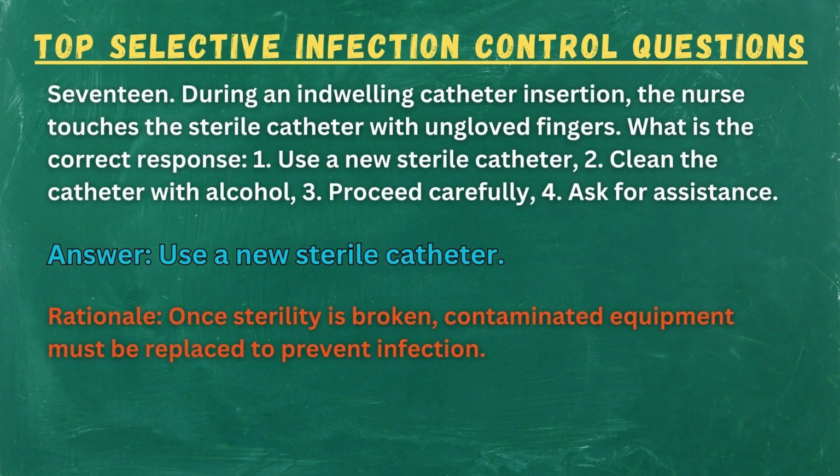17. During an indwelling catheter insertion, the nurse touches the sterile catheter with ungloved fingers. What is the correct response? 1. Use a new sterile catheter. 2. Clean the catheter with alcohol. 3. Proceed carefully. 4. Ask for assistance. Answer: use a new sterile catheter. Rationale: once sterility is broken, contaminated equipment must be replaced to prevent infection.